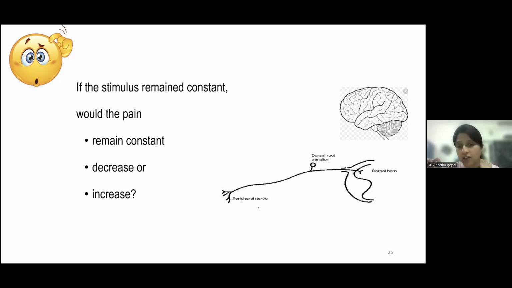And why? What in the pain pathway leads to that increase? That's my question. I have already told that during the pain pathway. Yes, modulation. And more specifically, what kind of modulation? I'll tell in the next slide.